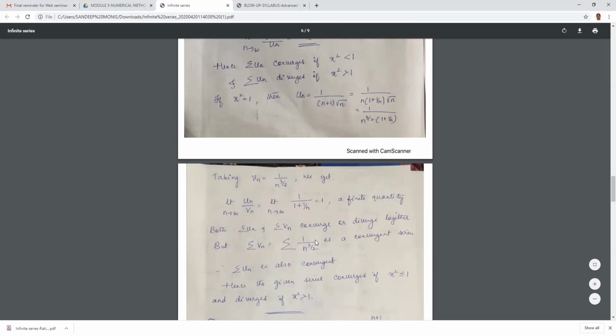This I have done using the comparison test by taking Vn as 1 by n to the power 3 by 2 and I have written Un by Vn. That time I got a finite quantity. When you get a finite quantity, what can we conclude? Un and Vn converge together. But we know this series, 1 by n to the power p, where p is greater than 1. If it is greater than 1, it is convergent, correct? So what can we conclude? Un is a convergent series.